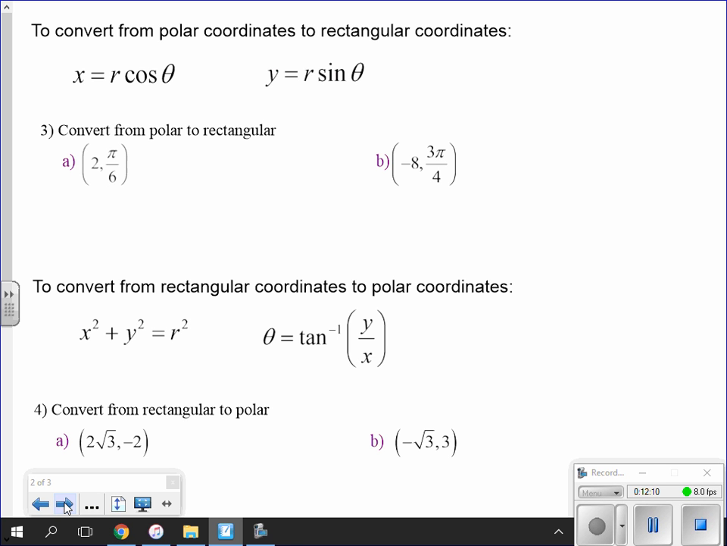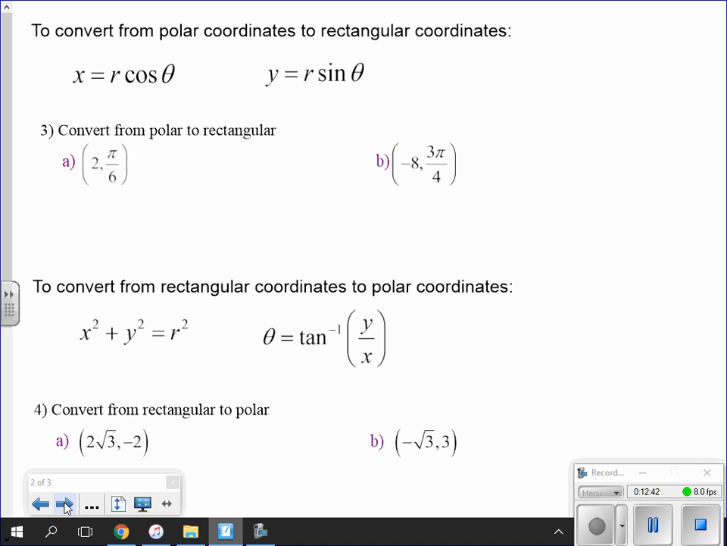Converting polar coordinates to rectangular coordinates. It's actually very easy to go from polar to rectangular. A lot less work. And this is where your unit circle will be very, very handy for you. To find the rectangular coordinate, your x-coordinate is the radius r times the cosine of the angle. That's what the x-coordinate is.